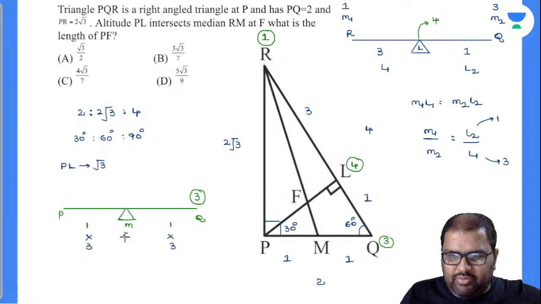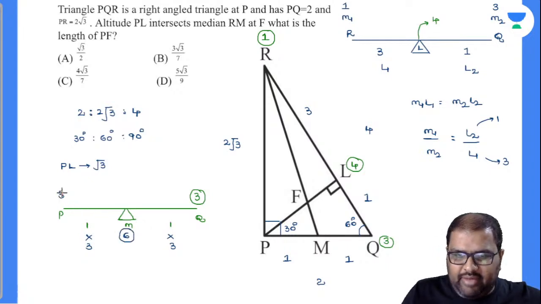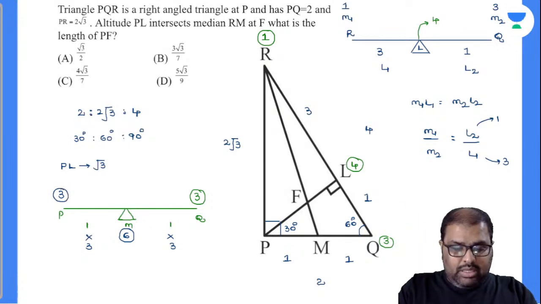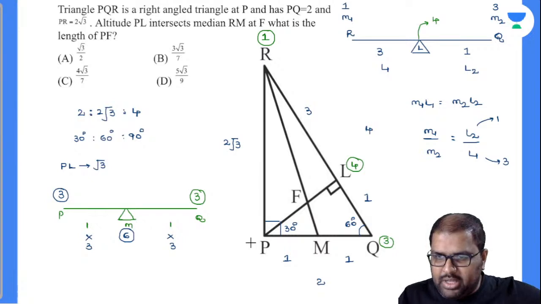And my M value will be how much? 6. 3 plus 3, 6. How much will be my P weight value? 3. So I'll write down the same thing. Sir, how can we surely say I am right? I'll prove it. So P value is nothing but equal to 3. Yes. And M value is nothing but equal to 6.